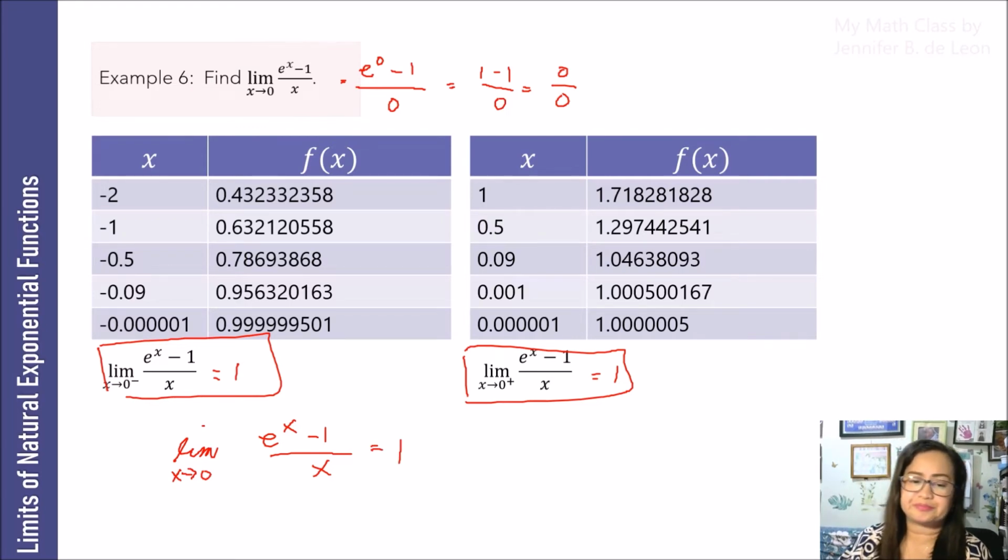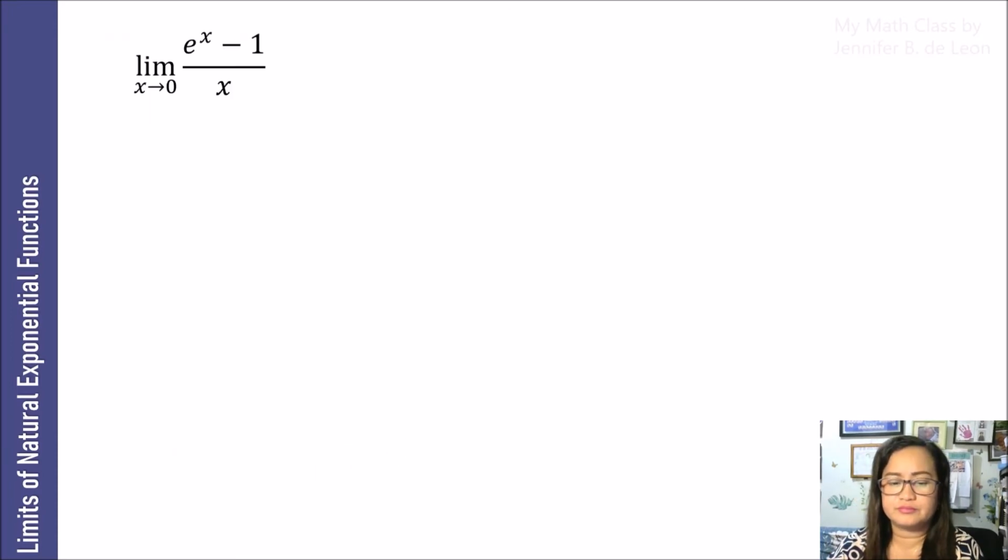So remember that if this expression, e raised to x minus 1 all over x, is involved in an expression, take note, it's like multiplying the other components of the expression by 1. Okay, now let's confirm our answer with the graph of e raised to x minus 1 all over x.